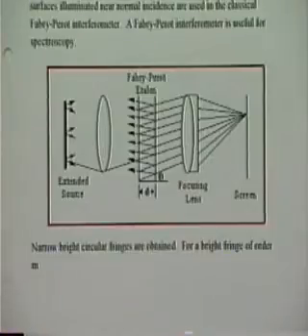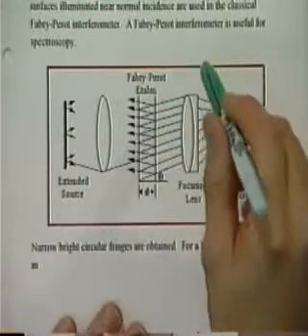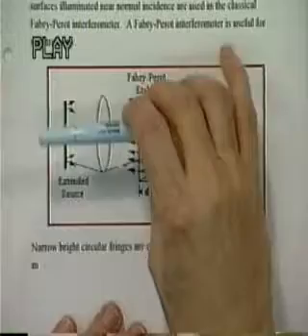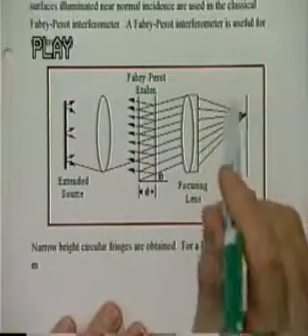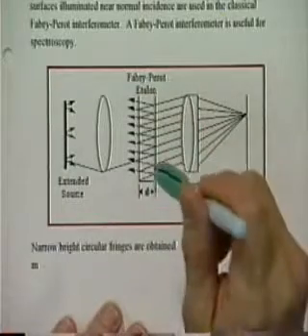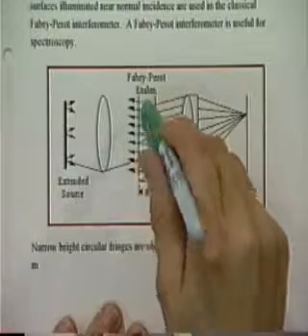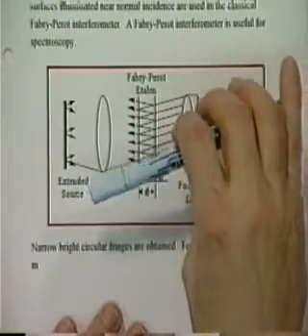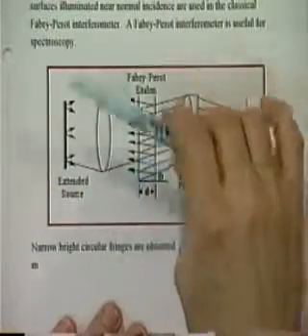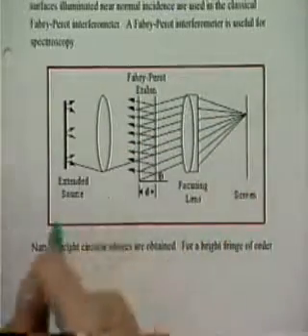Okay. Well, the nice thing about the Fabry-Perot, one use of it, is to use it to identify wavelengths that are present. And so what I want to talk about now is what determines the resolution of this. How small a wavelength change can I measure with this? So we'll go to 7.3.1, which is called resolving power.